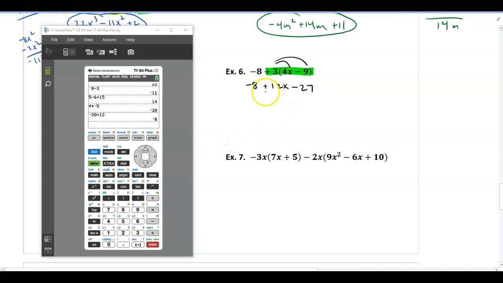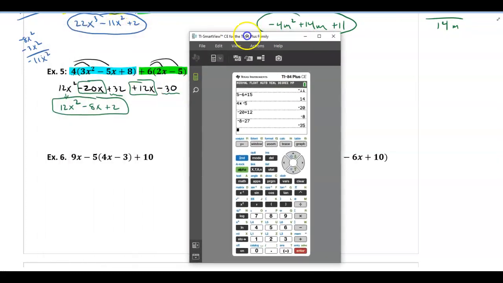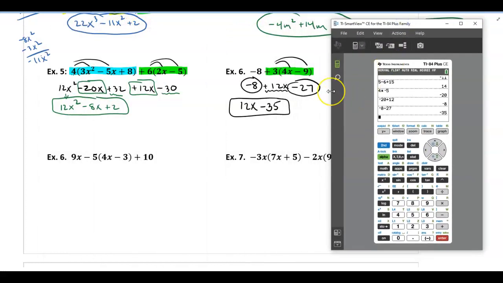So now I can combine like terms. I have 12x, and then negative 8 minus 27. Negative 8 minus 27 right away would give me negative 35. So minus 35, and I am done. So remember, you cannot simplify outside the parentheses until you distribute.